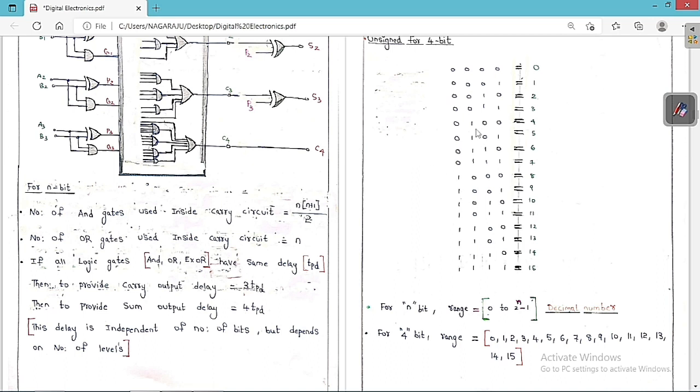There is no separate sign bit. The sign bit is not present in this unsigned representation.